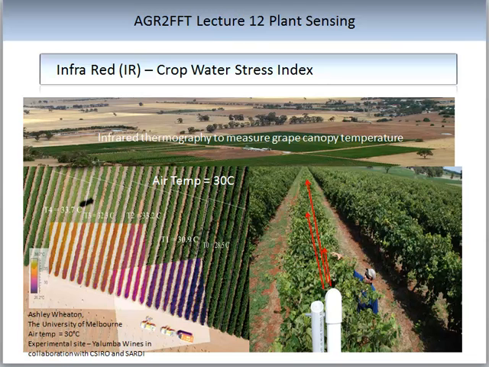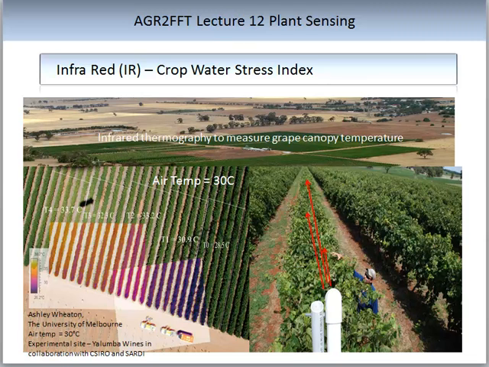You will see that the IR image shows different colours. The colour is related to the temperature. In this key, the lighter colours, the yellows and oranges, are hotter than the cooler colours of purples and blues. The canopy temperature ranges from a cool 28.5 degrees C up to a hot 33.7 degrees C. The air temperature on the day of collection was 30 degrees C. The experimental setup was put together by Unumber Wines in collaboration with CSIRO and SARDI.